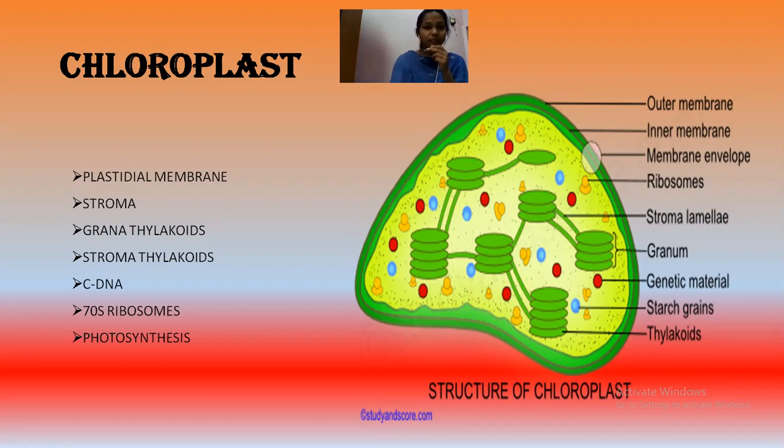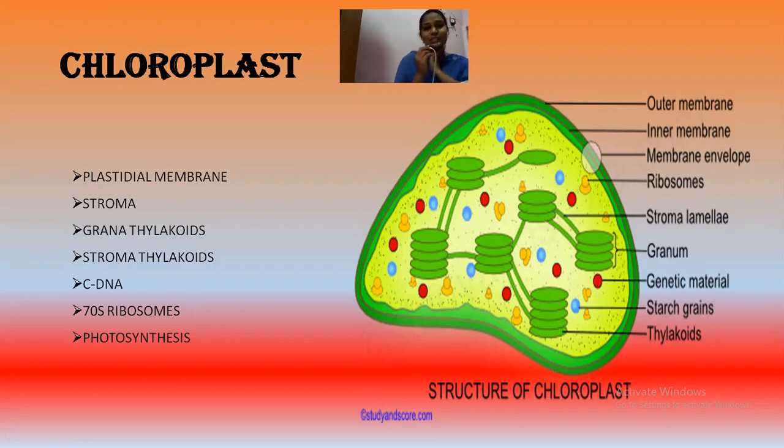This is the difference. And like mitochondria, the chloroplast also has its own DNA. This is called cpDNA, that is chloroplast DNA. And it also has its own ribosomes. They are called 70S type of ribosomes. And everyone knows about the function of chloroplast, that is nothing but photosynthesis.